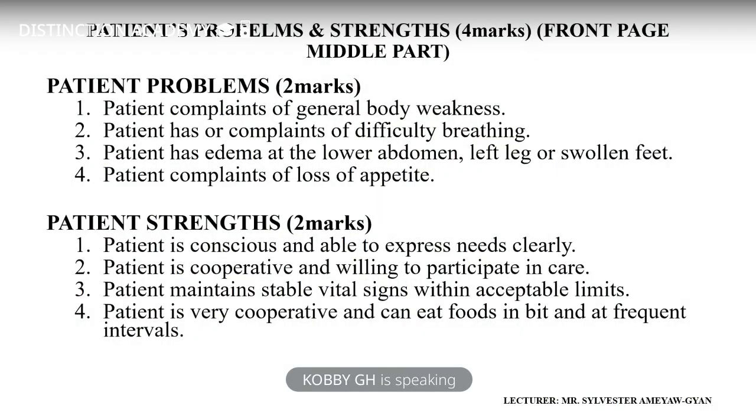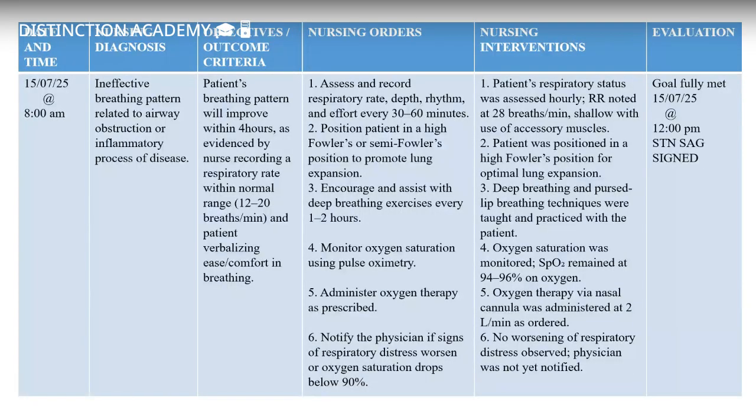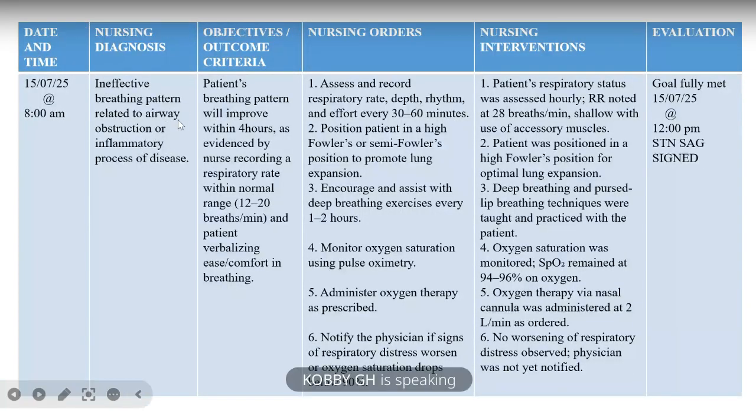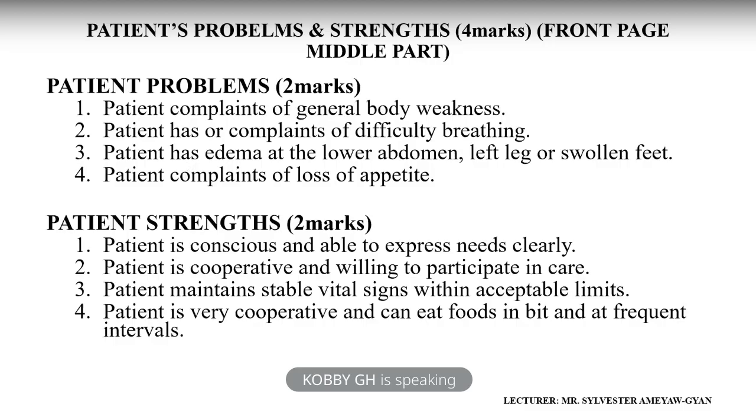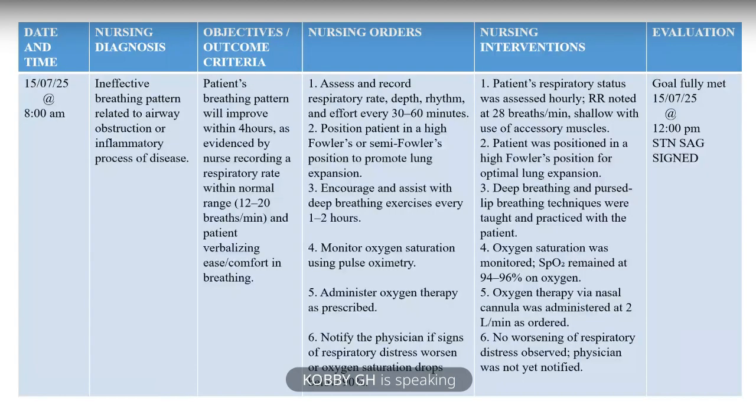Okay, now let's look at the problem. Ineffective breathing pattern related to airway obstruction or inflammatory process. That's for a patient complaint of difficulty breathing. That's the diagnosis: ineffective breathing pattern. So the patient's breathing pattern would improve within 4 hours, as evidenced by the nurse observing a respiratory rate within normal range, 12 to 20 breaths per minute, and the patient verbalizing ease or comfort in breathing.